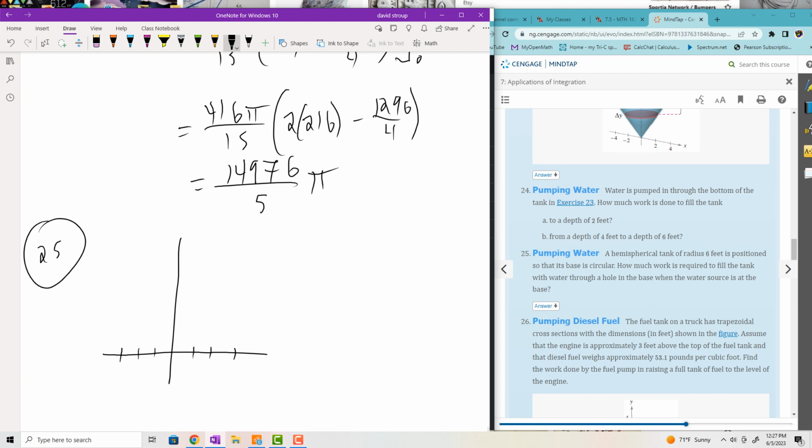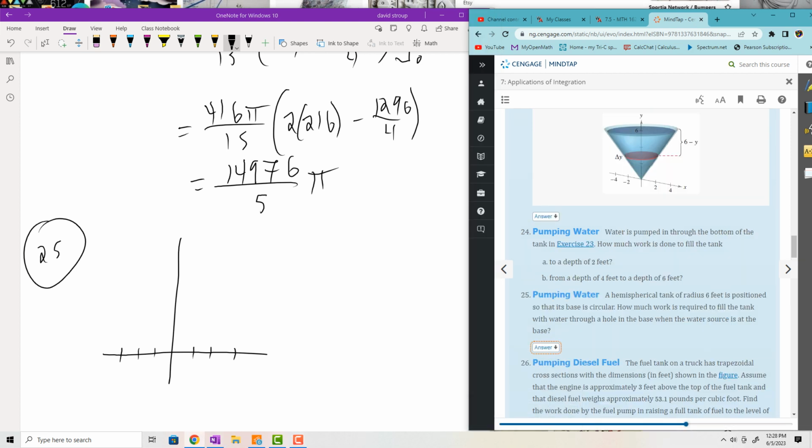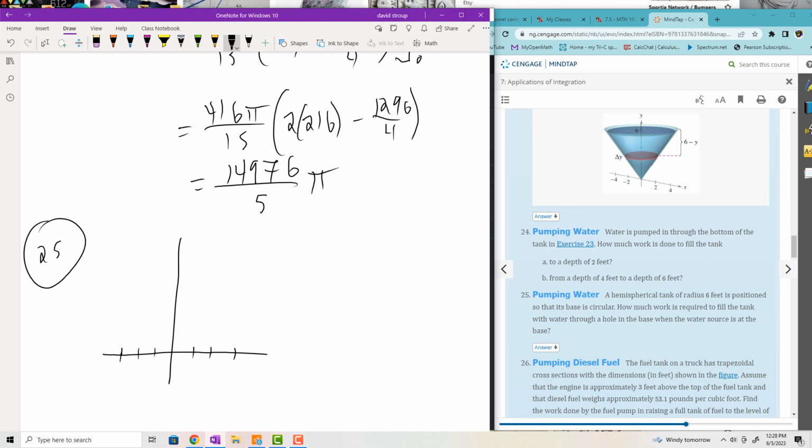Doesn't really tell us. Oh, sorry, so it's not. It does have a variable radius. Sorry, it's a hemispherical tank. So problem 25. The base is, it's a hemispherical tank of radius 6 feet.